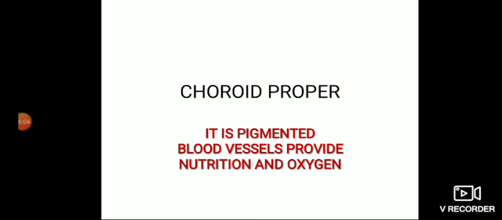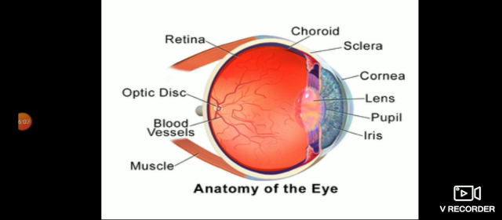Ciliary body: it has muscles, generally called the ciliary muscles. They hold the lens and help in adjusting the size of the lens. The third part is the iris. The iris is a pigmented area. This iris determines whether you are black-eyed, blue-eyed or green-eyed.